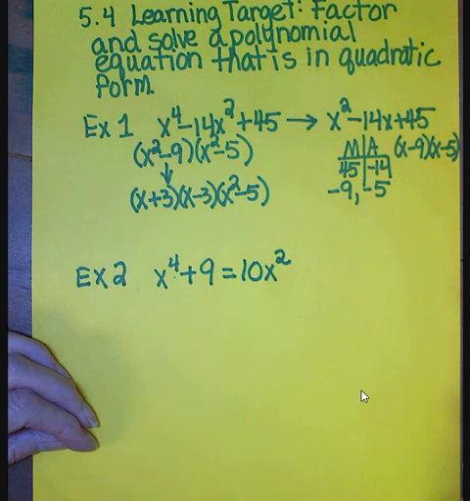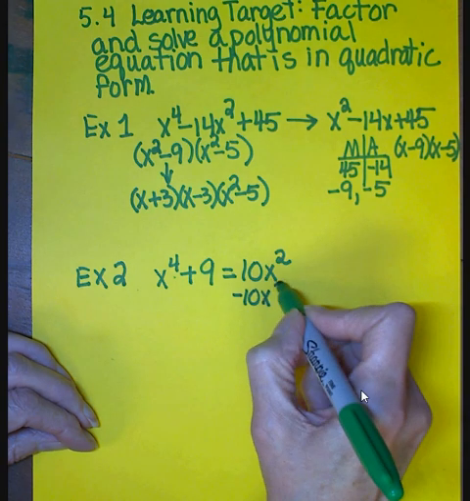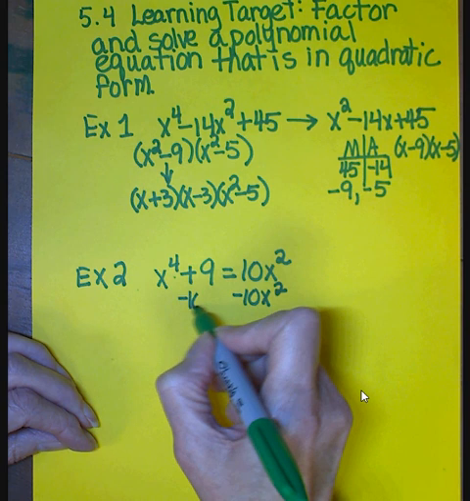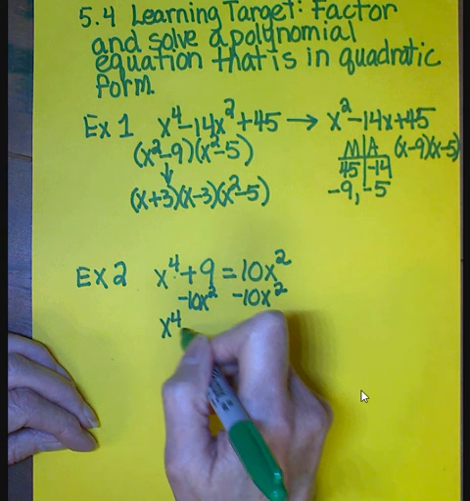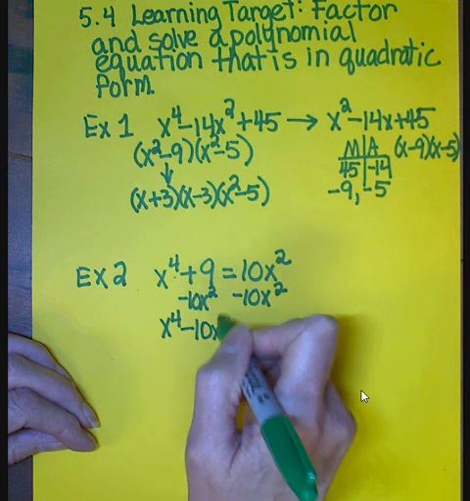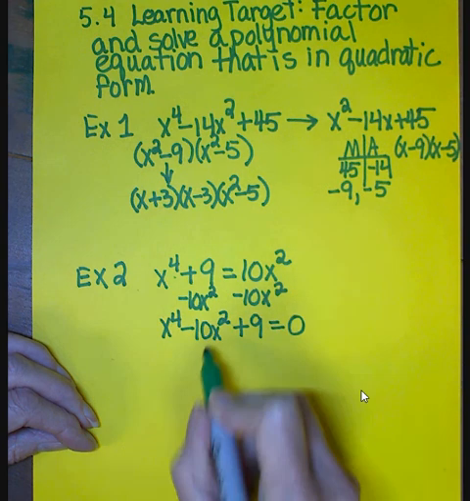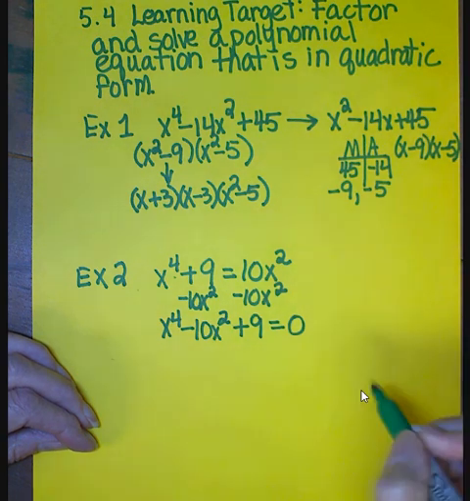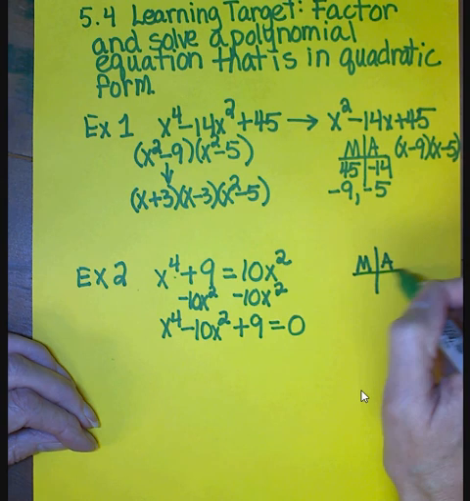Okay, so we're going to solve this one, and we need to first get it set equal to 0. So I'm going to subtract the 10x squared over to the other side so that my equation will be set equal to 0. And remember, I need to write this in order, so I need to put the negative 10x squared after the x to the 4th. Okay, so this looks just like a quadratic. That's why we call it quadratic form.